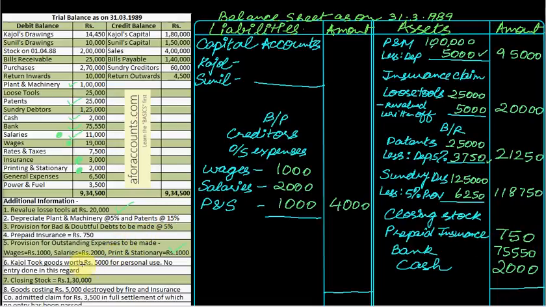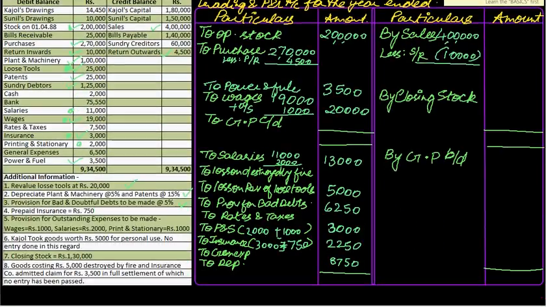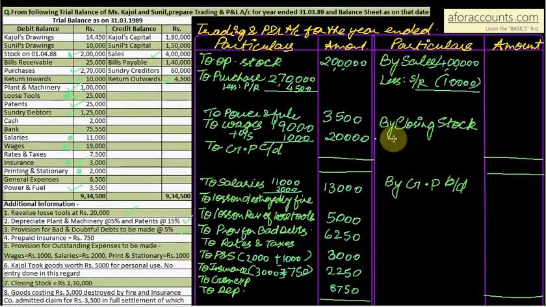Just see, closing stock will mark in your trading and balance sheet. Closing stock 1,30,000. So mark it here, closing stock 130 in balance sheet and closing stock 130 in your trading account. So this adjustment number 7 is also done. Okay. This is also done. Prepaid insurance is also done.